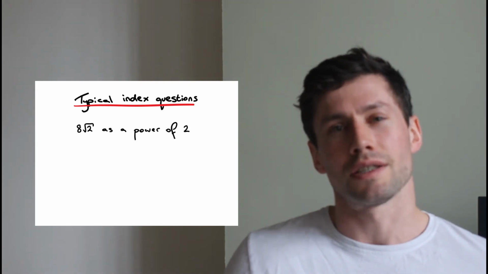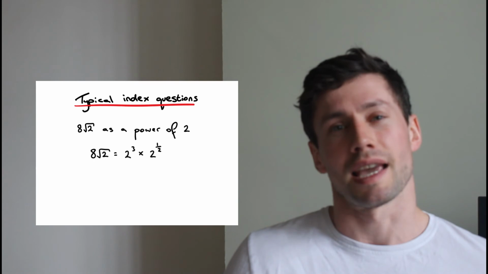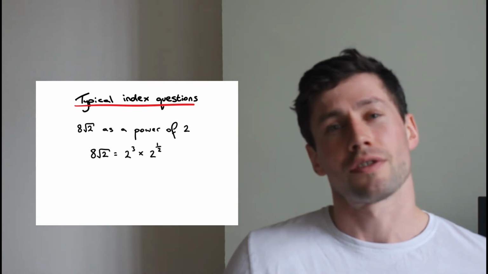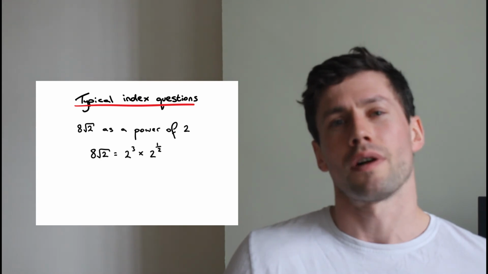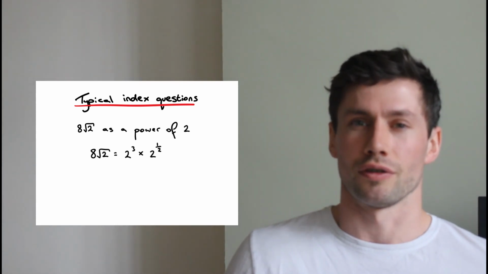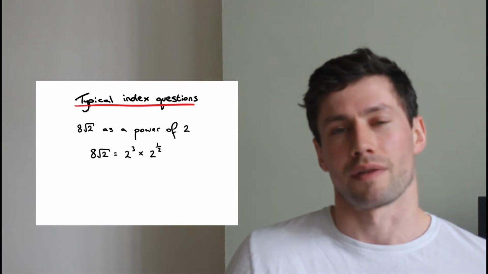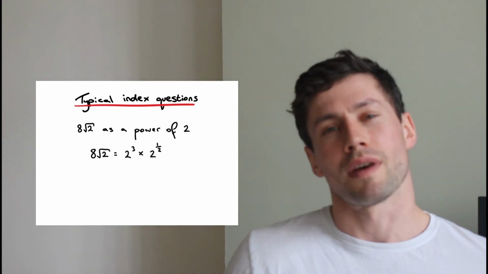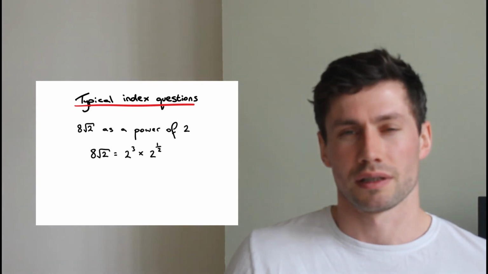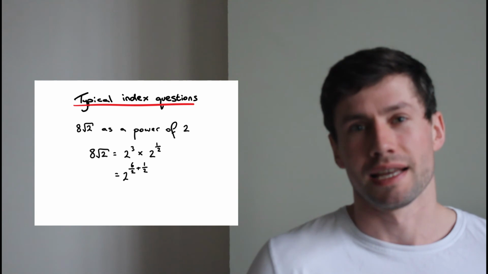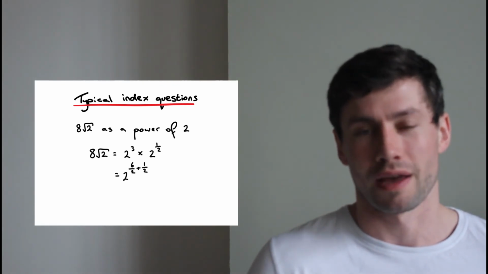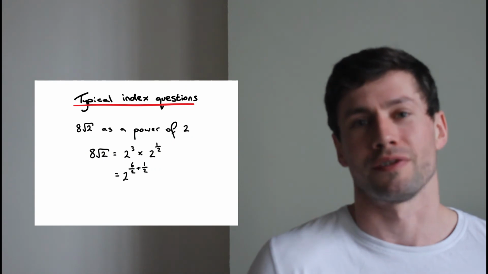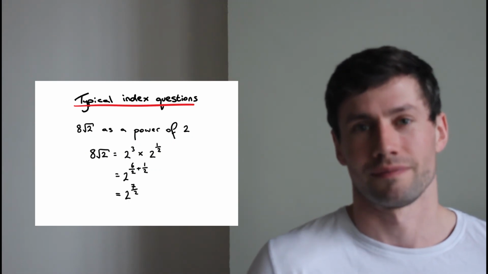Well, 8 is 2 cubed, so we can replace the 8 with 2 cubed. And the square root of 2 is 2 to the power of a half. Therefore, 8 root 2 becomes 2 cubed times 2 to the power of a half. At this stage, we must apply the indice power laws. Because 2 to the power of 3 times 2 to the power of a half is 2 to the power of 3 plus a half, this becomes 2 to the power of 7 over 2, and we're done.